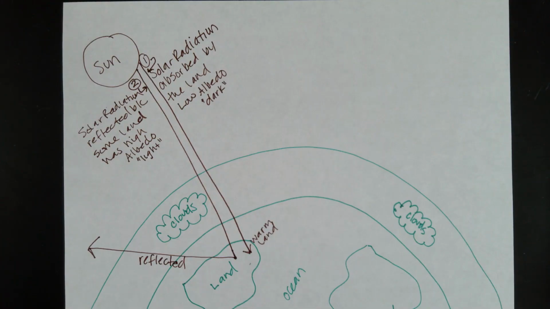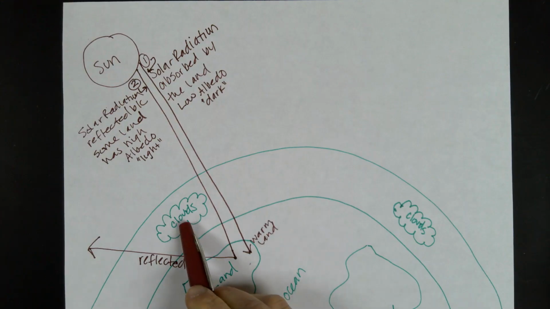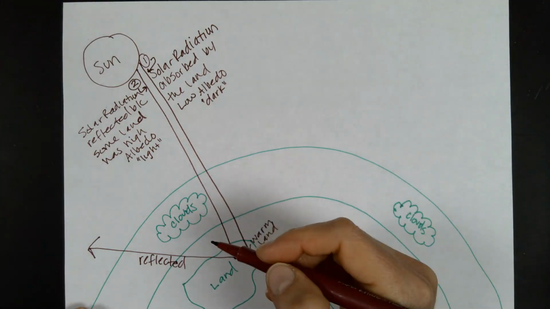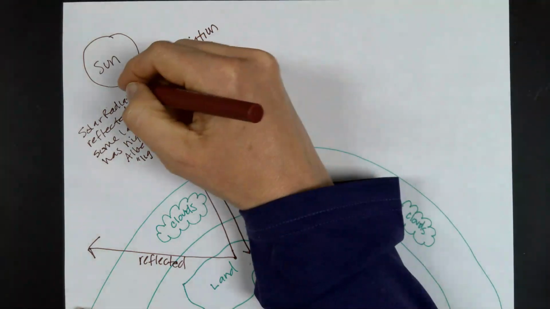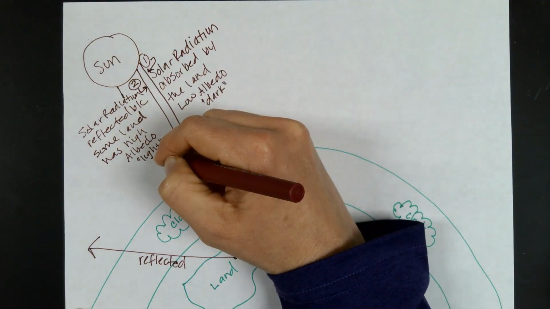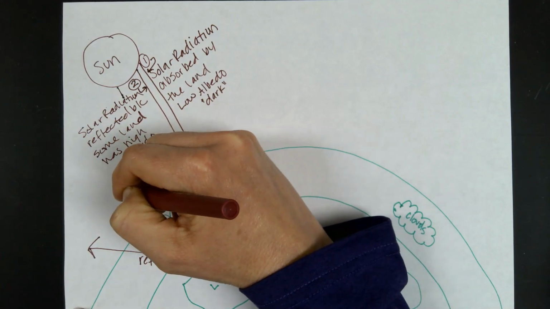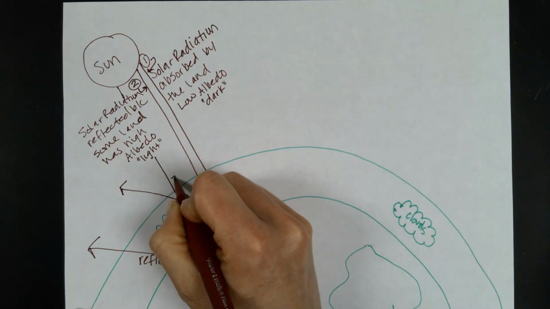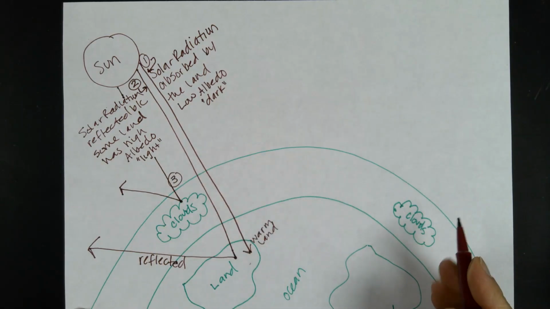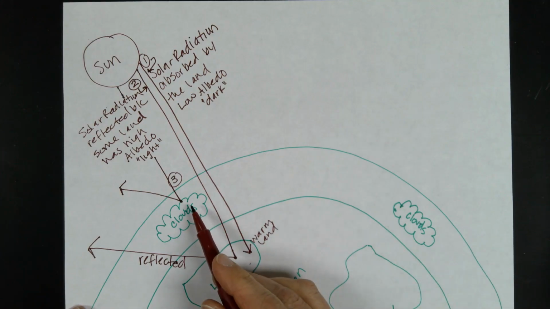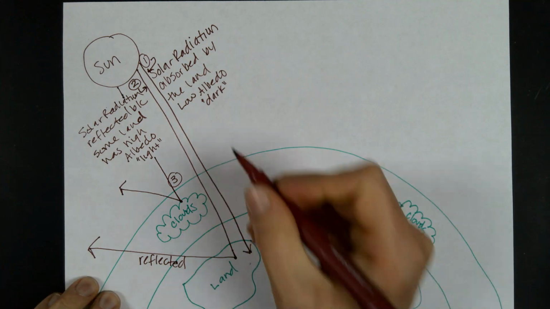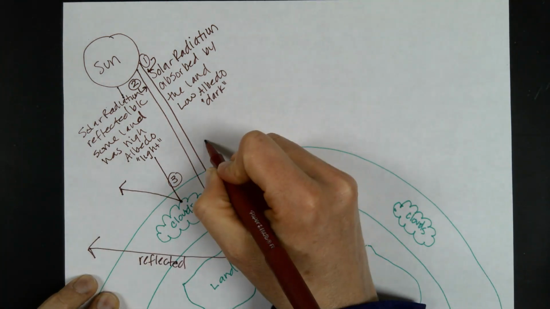And then the other thing that can happen is that sometimes, do you see these cloud things right here? Sometimes clouds, they also have high albedos, right? So clouds can also reflect solar radiation. So I'm going to draw another line down here. Clouds also can reflect. So 3 right here, okay? Solar radiation can also be reflected by clouds.